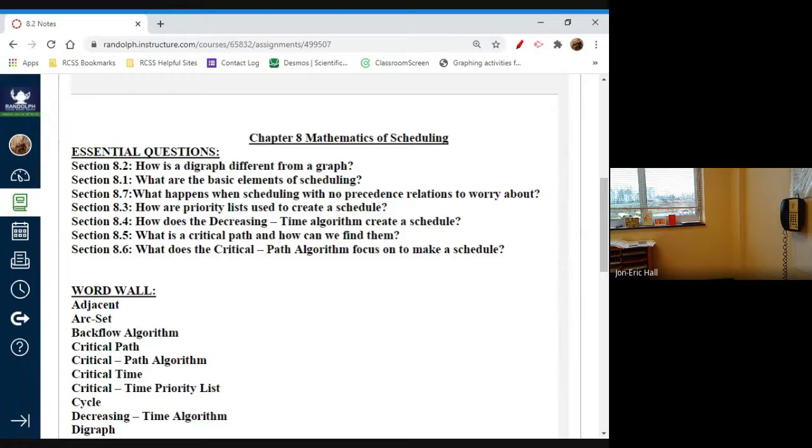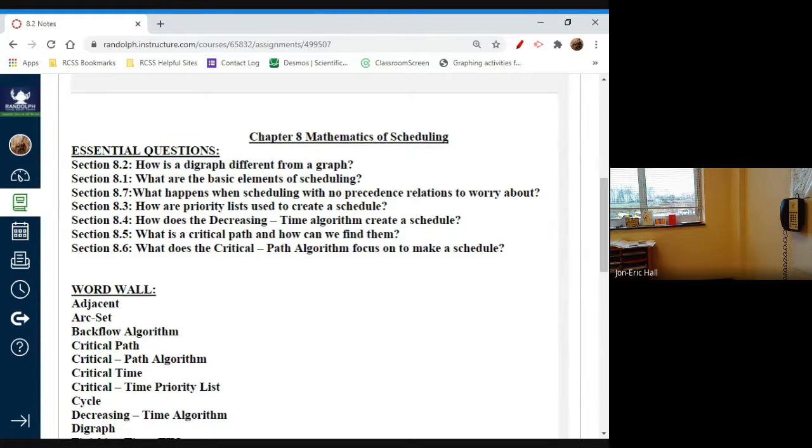So what we're going to do is go into our last module, that is the mathematics of scheduling. These are all the essential questions from sections 8.1 and 8.2, and they're all here. They're a little jumbled up, but I want to start off on section 8.2. And so our question is, how is a digraph different from a graph? And we'll talk about what a digraph is in a minute.